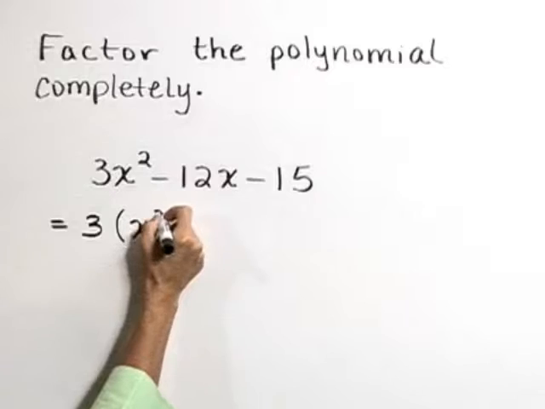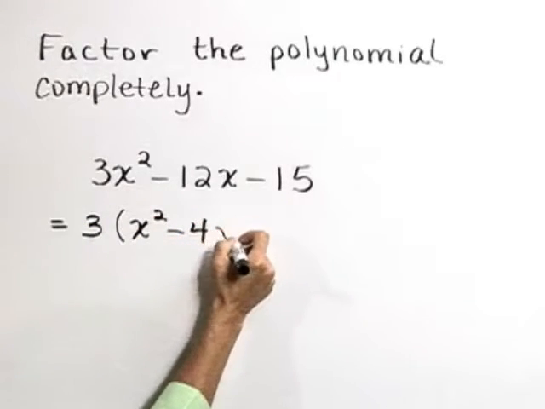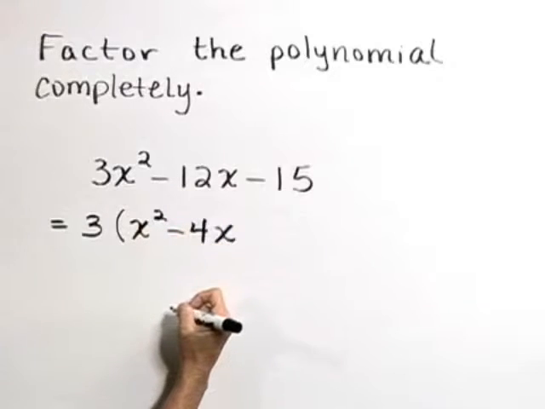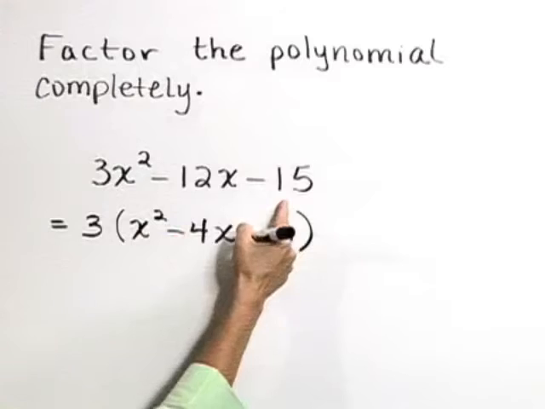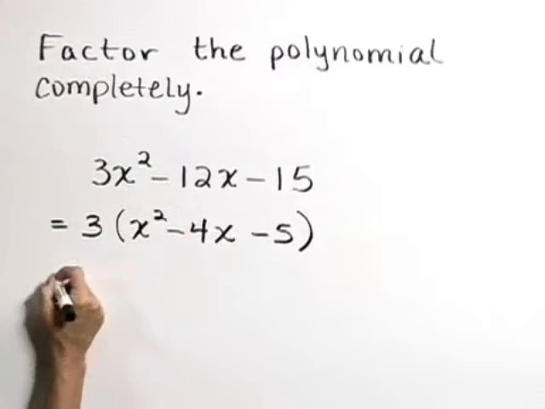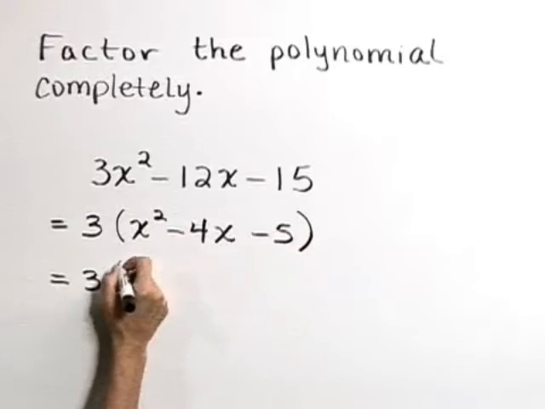3 times x squared gives the first term. 3 times a negative 4x gives the next term, negative 12x. And 3 times a negative 5 gives negative 15. Now let's continue to factor. We want to write this in completely factored form.